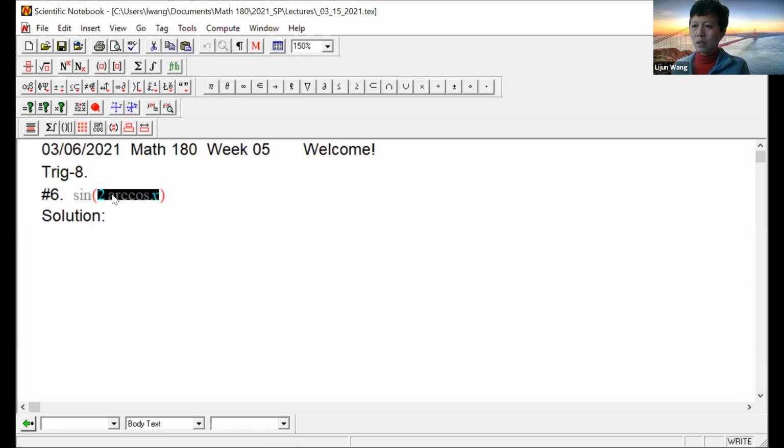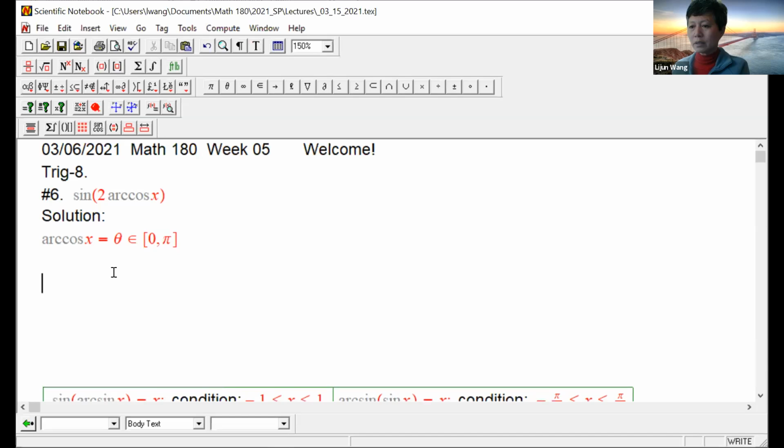So this arc cosine is an angle. And this angle is going to be where? First quadrant or second quadrant, right? That's the range of arc cosine, right? The range of arc cosine.